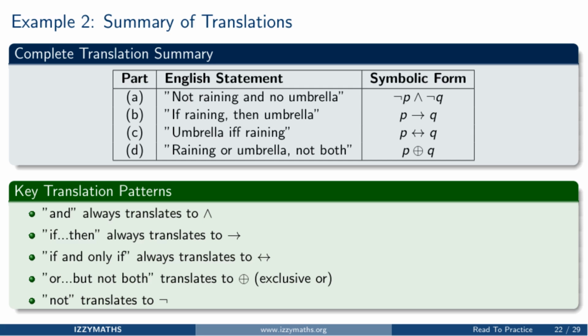Key translation patterns to remember: and always translates to logical and, if then always translates to implication, if and only if always translates to biconditional, or but not both translates to exclusive or, and not translates to negation.